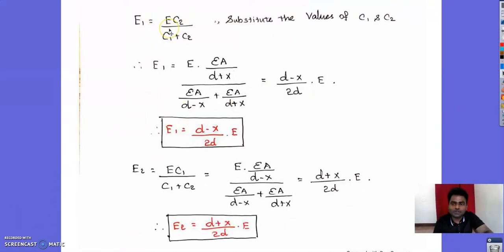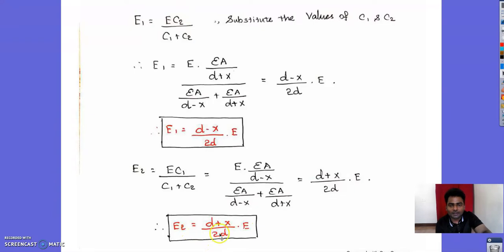Therefore, E1 is equal to E into C2 divided by C1 plus C2. This formula we already know. So the value of EMF generated at plate 1, we are going to substitute the values of C2 and C1. Finally, we get the value D minus x divided by 2D into E. So E1 is equal to D minus x divided by 2D into E. Similarly, if we solve for the value of E2, the formula is E into C1 divided by C1 plus C2. So E2 is equal to D plus x divided by 2D into E.